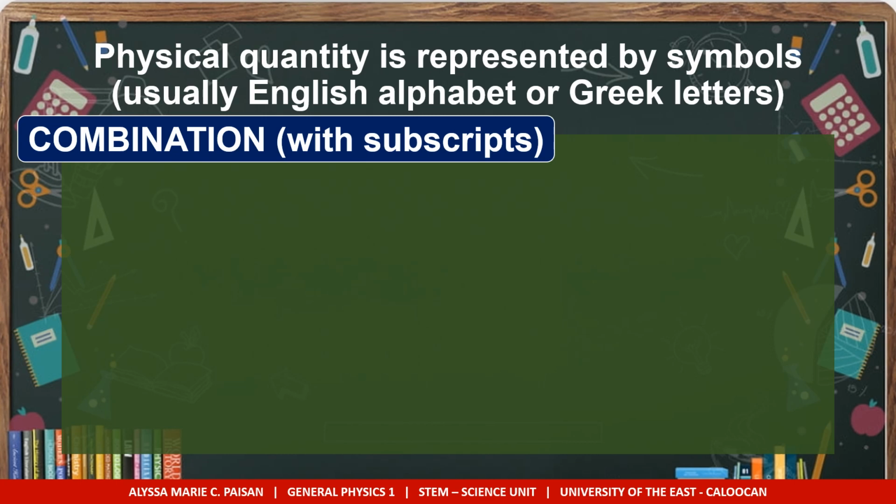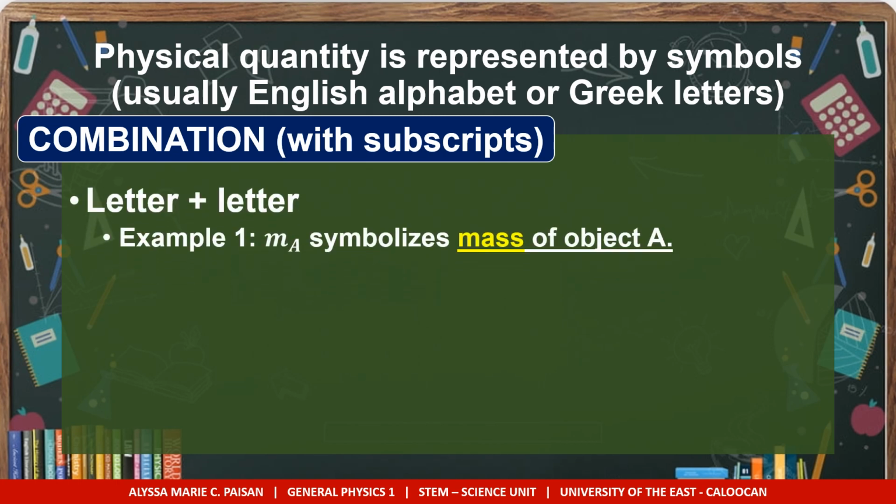Aside from letter and number combinations, physical quantities may also be represented by combining a letter and another letter as subscript. Here are some examples. Example number 1. M sub A, or M subscript A, symbolizes mass of object A. A represents any matter involved in the problem. It can be B if another matter is involved. It can be C, D, and all other letters of the English alphabet. If the situation involves 3 matters, we may use A, B, C as subscripts. If 10 materials are involved, we may use letters A to J as subscripts and so on.